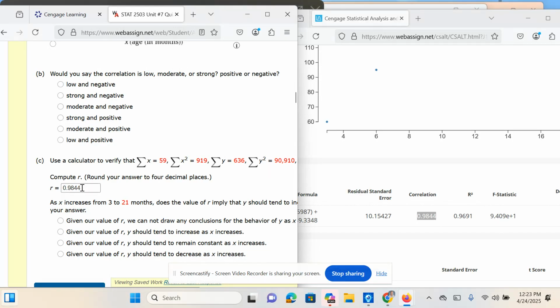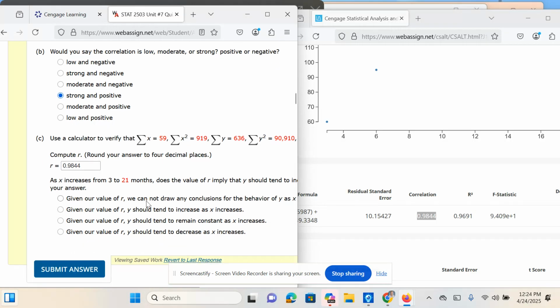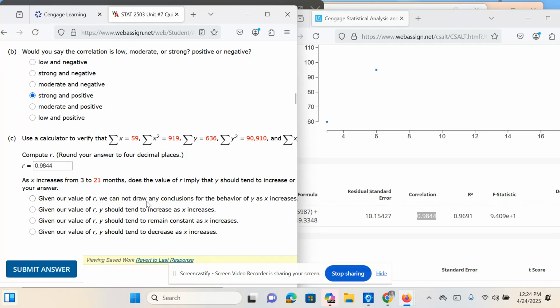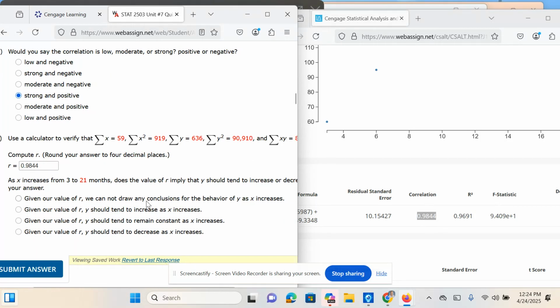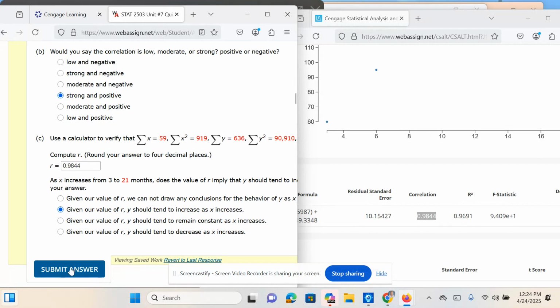Now, how do I classify it? Low, moderate, or strong? The closer it is to 1 or the closer it is to -1, the stronger it is. And this is close to 1. We say anything above 0.8 is strong. So we'll say strong and positive. So as X increases from 3 to 21 months, does the value of R imply it should tend to increase or decrease? Well, since it's positive, as X increases, Y should tend to increase. So as X increases, Y will also increase.